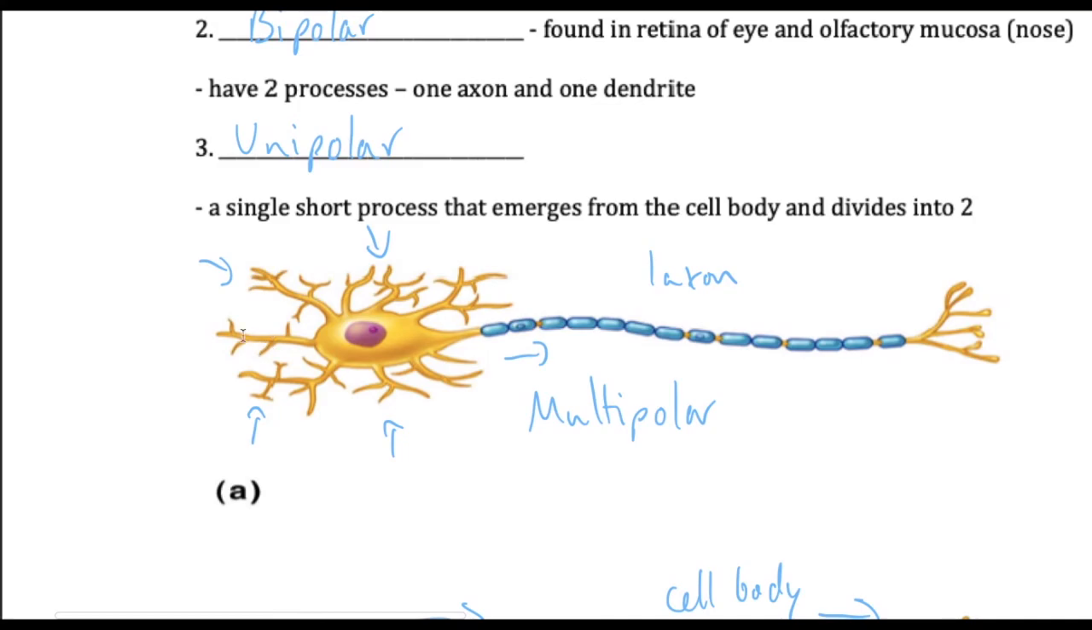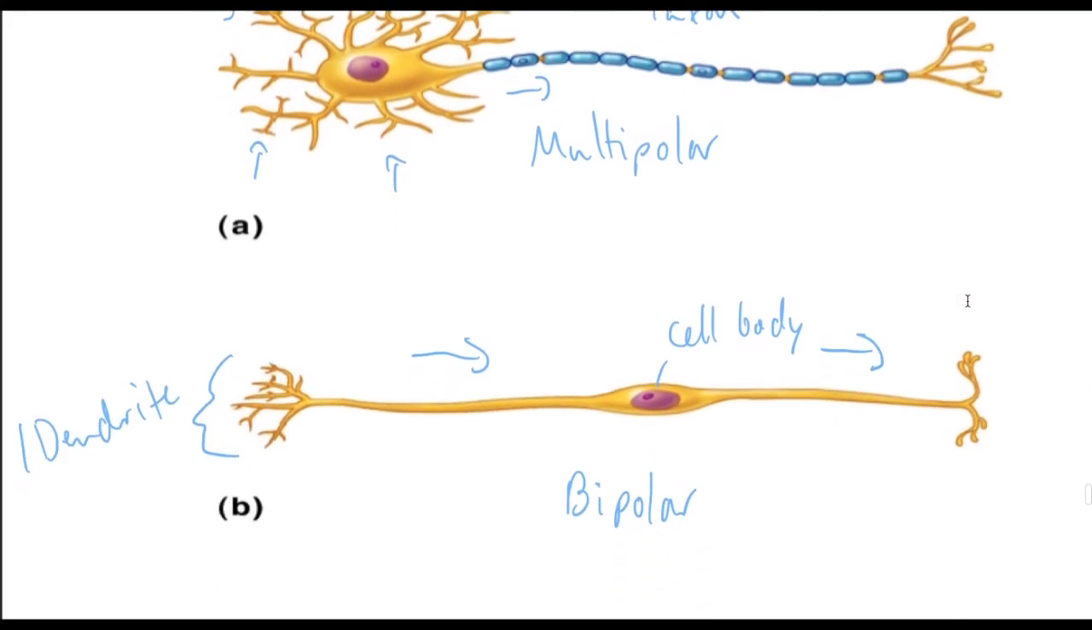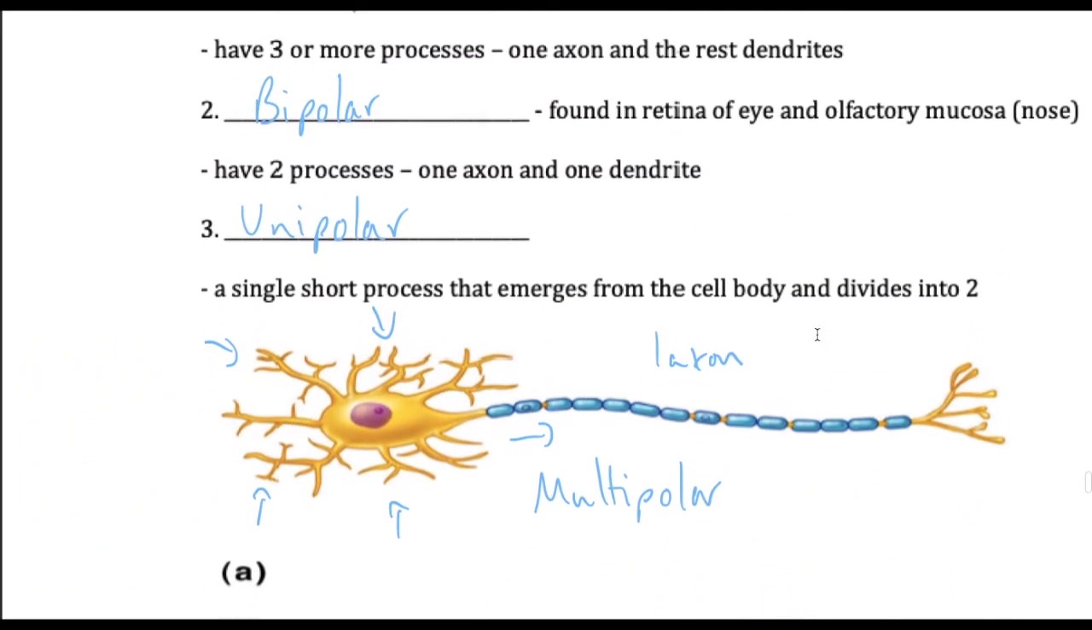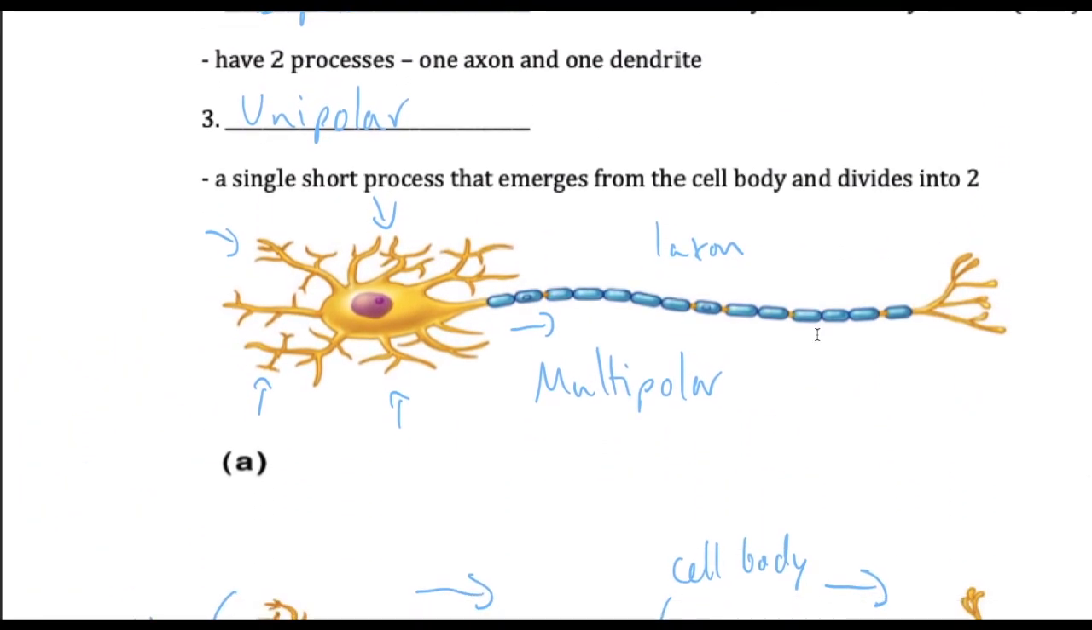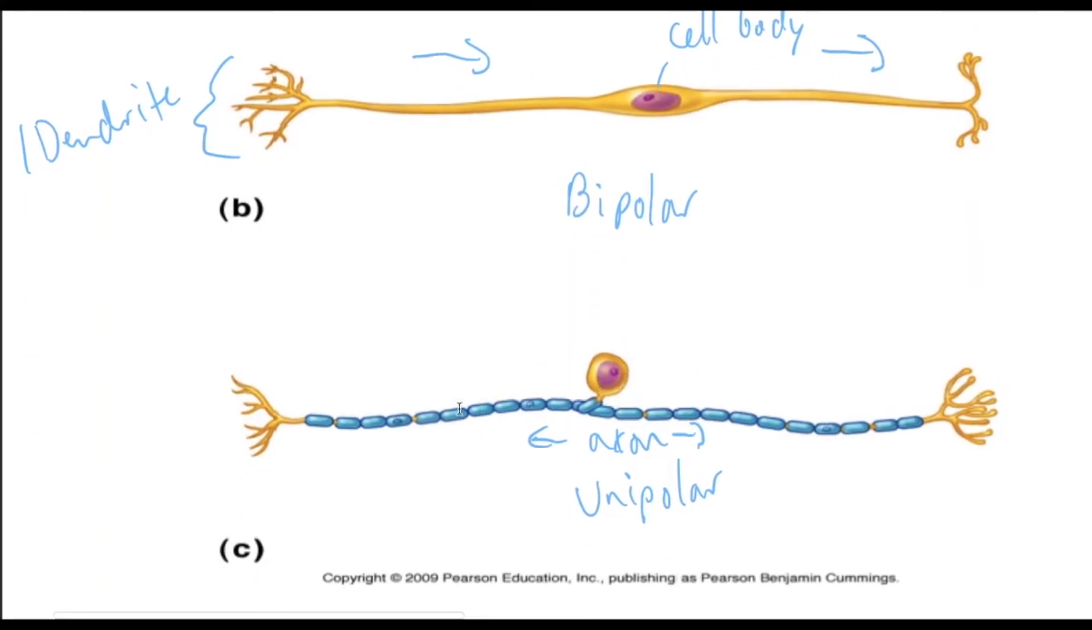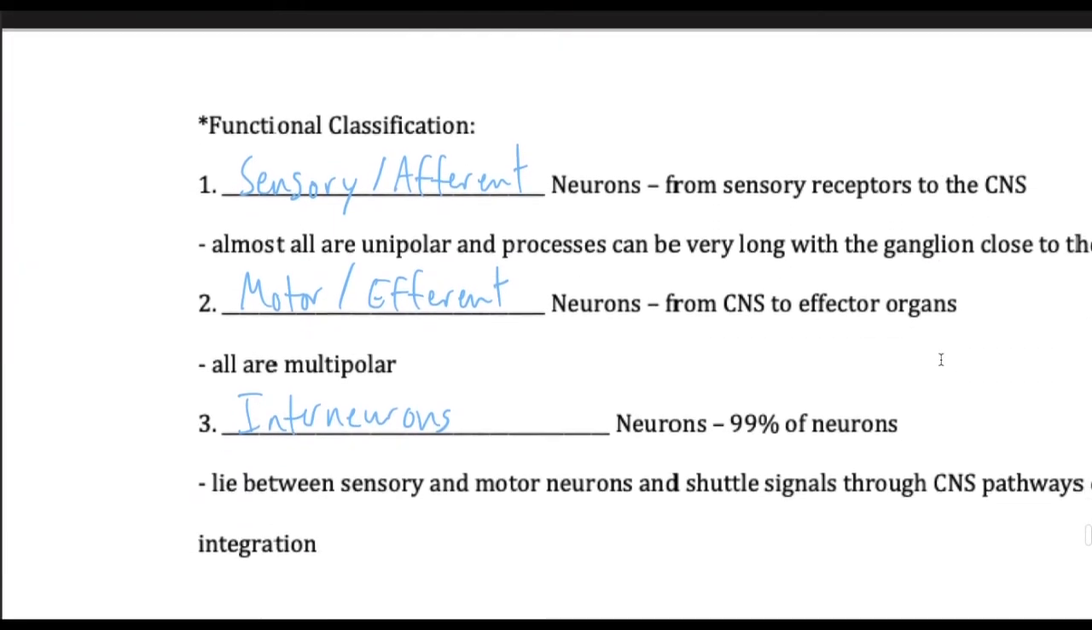So here we have a multipolar, so we see multiple dendrites here. 1, 2, 3, 4, 5, 6, 7, 8. And then we have one axon, and this would be our axon terminal here. So this is a multipolar. While this is a bipolar, we have one cell body, one dendrite, and it's only going in one direction. As we see there, we have two processes, one axon and one dendrite. While in unipolar, we have literally just one axon, and it's short, and we have axon terminals on both ends, and that's unipolar.